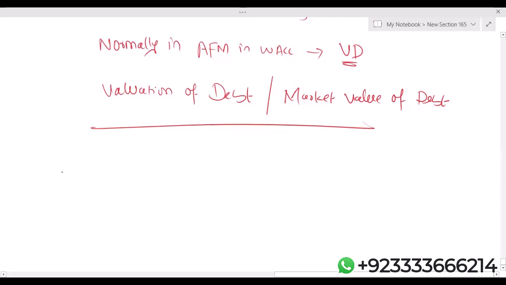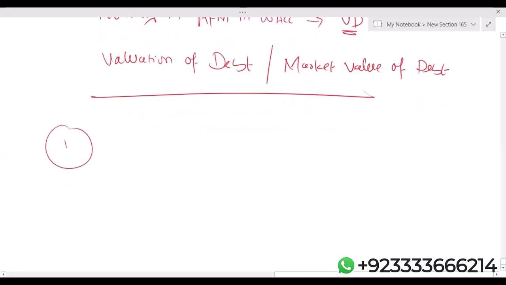Listen. Number one, coupon rate means cash interest rate. Cash interest rate means how much the company is paying as a return every year to its debt holders. Assuming the coupon rate is 10%.